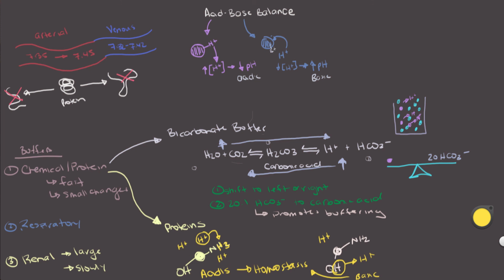So our protein buffers can accept or give hydrogen ions in order to maintain homeostasis. So we're looking at proteins. We have an amine group that can accept a hydrogen ion, which is going to make the compound more basic, or it's going to take acid out of the solution. Or we have the alternative, which is the carboxyl group, which can give a hydrogen ion and decrease the pH.